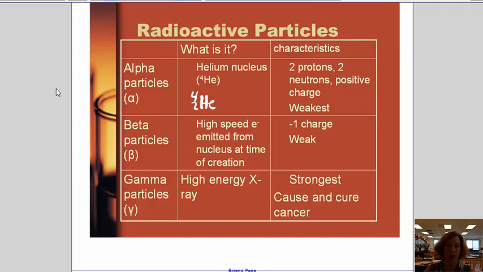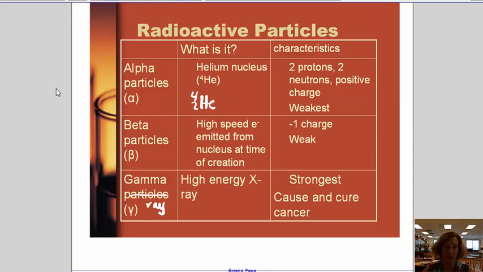The beta particles are high-speed electrons that are emitted from the nucleus at the time of creation. So what happens is they're created in the nucleus. They can't stay there because electrons don't hang out in the nucleus. So they are ejected, and they are ejected with such an energy that we call them radioactive. Because it's an electron, it has a -1 charge, and it's weak, a little bit stronger than alpha, but still fairly weak.